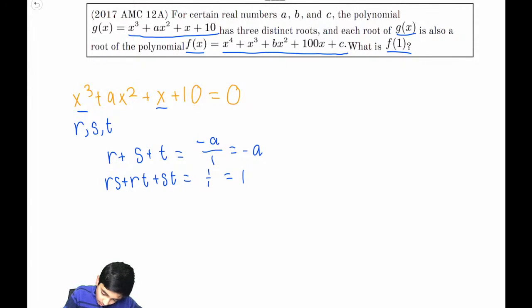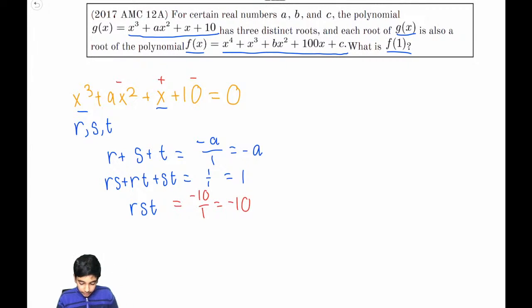And then we have our rst. So again, let's write it big: negative, positive, negative, just to make it clear. So negative for the first one, positive for the second one, negative for the third one. rst equals negative 10 over 1, equal to negative 10. Now we've got our 3 equations that are handy.